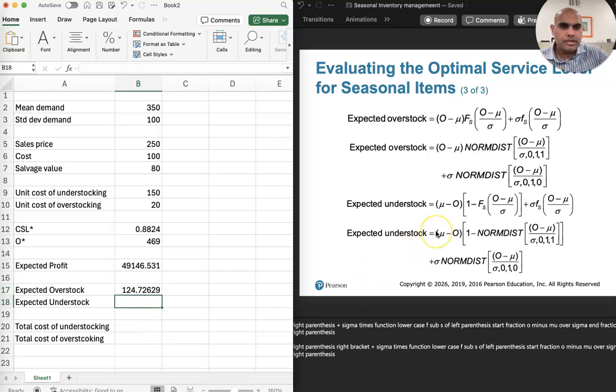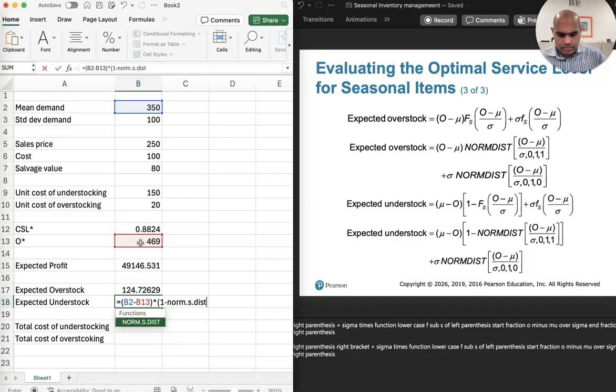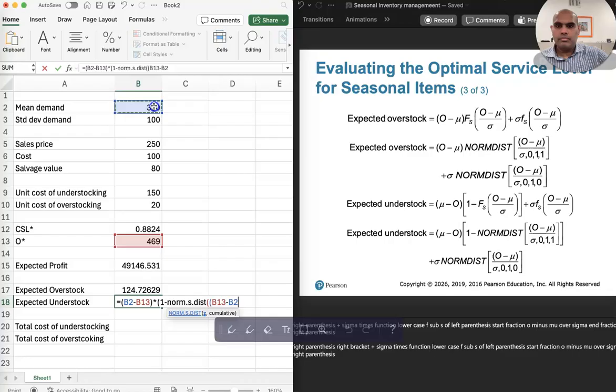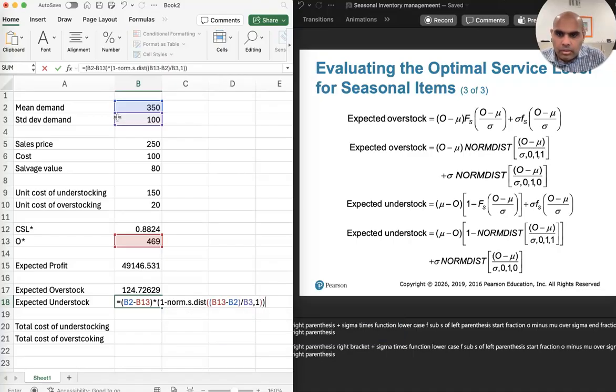Now I'll fix that in a second, and then we can do the expected understock. So the expected understock will be mu minus O, times 1 minus NORM.S.DIST of (O minus mu) over sigma, first for the cumulative distribution.